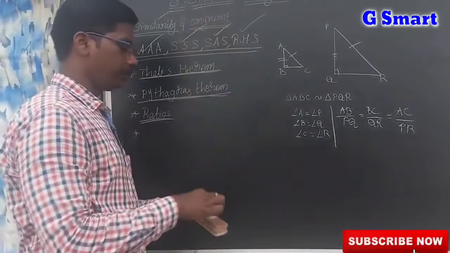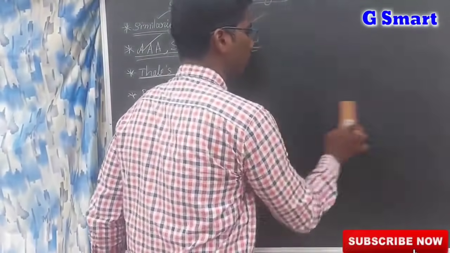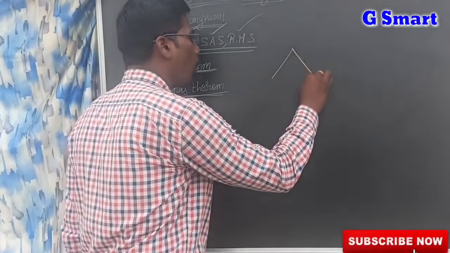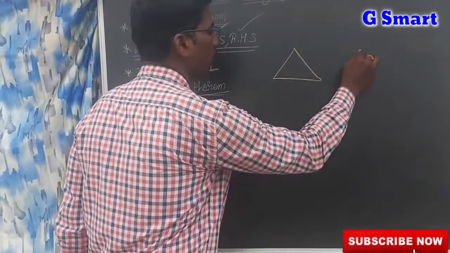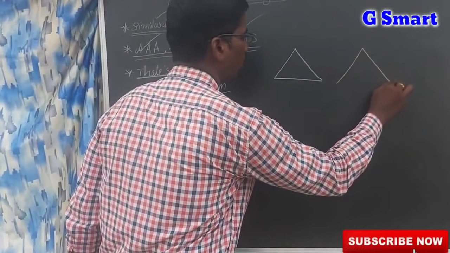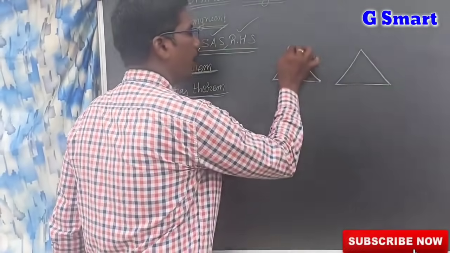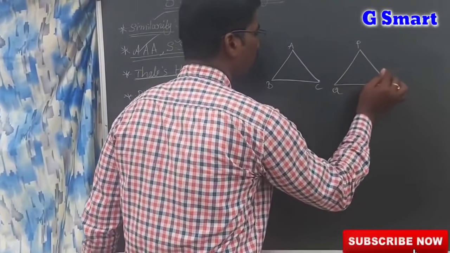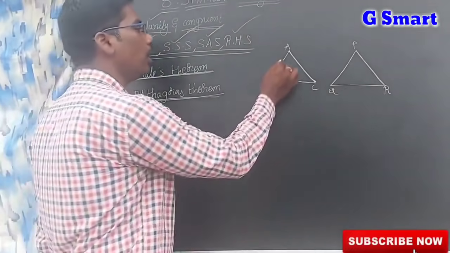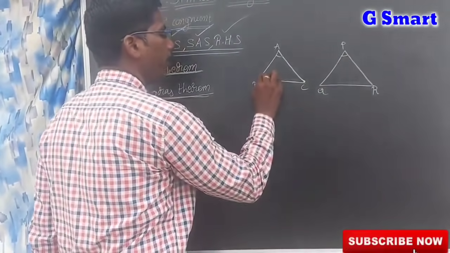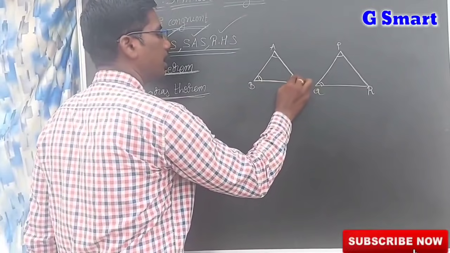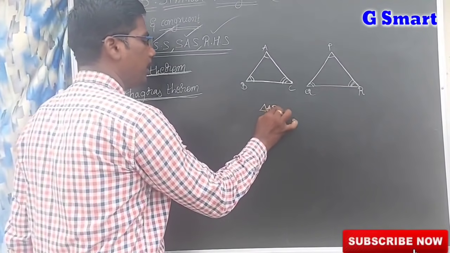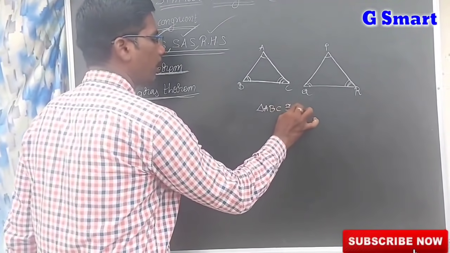Now coming to congruent. In triangle ABC, whatever measurements you are taking, the same measurements you take in PQR also. See, here ABC is a triangle, and here also PQR is a triangle. Those look like the same shape and the same sides. So here angle A is equal to angle P, angle B is equal to angle Q, angle C is equal to angle R. This is called congruent. So triangle ABC is congruent to triangle PQR, like this you have to write.